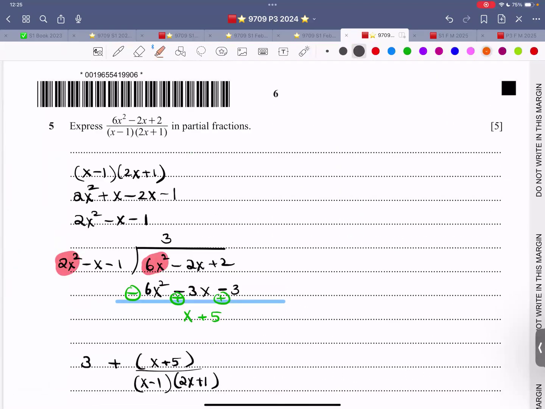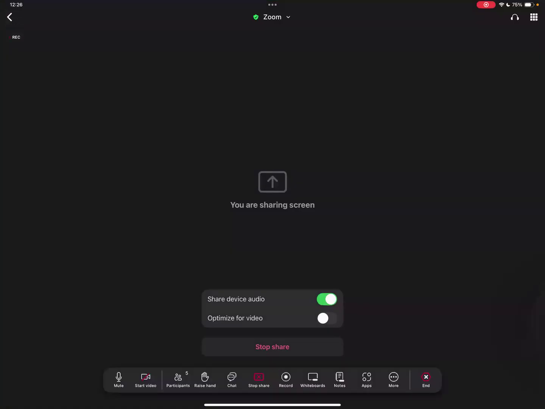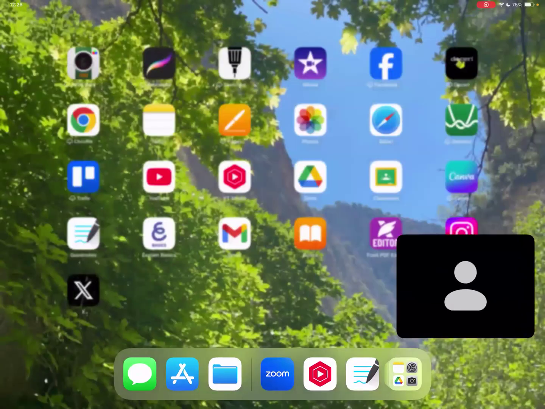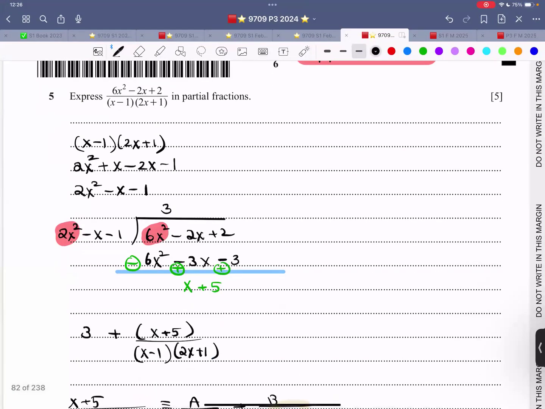Question number 5. What is this about? Question number 5, it's about partial fraction. Only partial fraction? Yes. Usually it comes with integration. Usually it comes with binomial, but this time this is only partial fraction. Let me just double check one thing. Yes, the recording is on. All good, all clear. Now, first of all, the checklist.